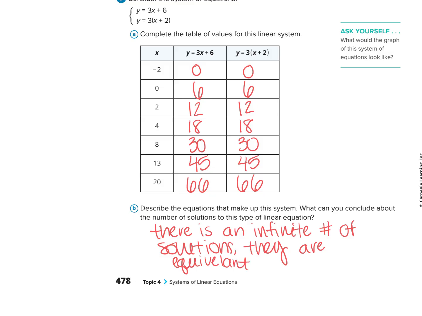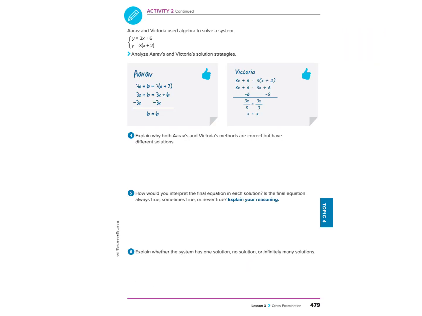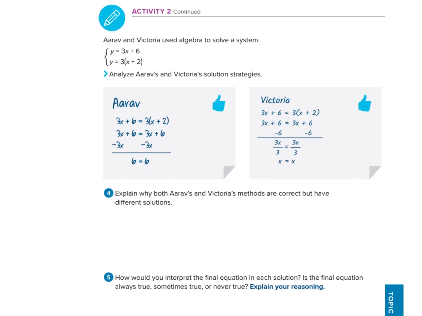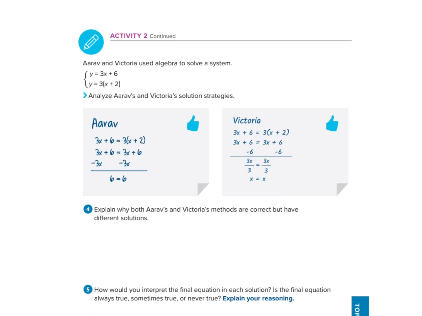Okay, let's look at the next page. Here's an example of how we can look at this algebraically. So we are given a system of equations here. We have Arav and Victoria that both took these equations, set them equal to the other, and solved. Notice they get something slightly different, but the point is still the same. They're both correct. They're both getting that 6 is equal to 6, that x is equal to x.